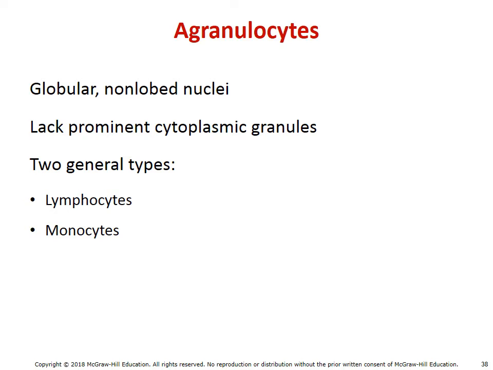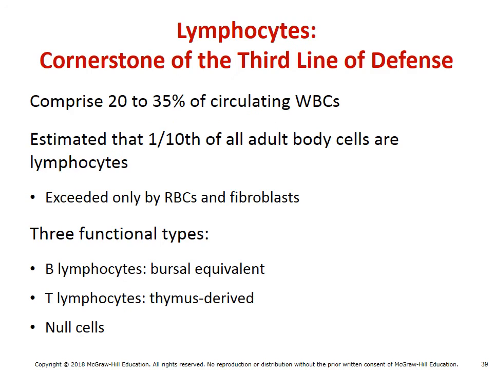Agranulocytes are going to be, again, without granules. So whenever we stain them, we don't see the granules. And we really turn this into two different categories. So agranulocytes are classified as either lymphocytes or monocytes.